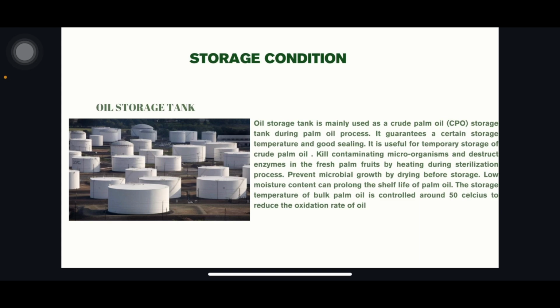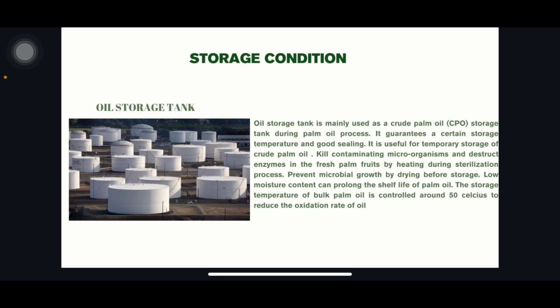It is useful for temporary storage of crude palm oil. Sterilization kills contaminating microorganisms and destroys enzymes in the fresh palm fruit by heating. Prevent microbial growth by drying before storage. Low moisture content can prolong the shelf life of palm oil.